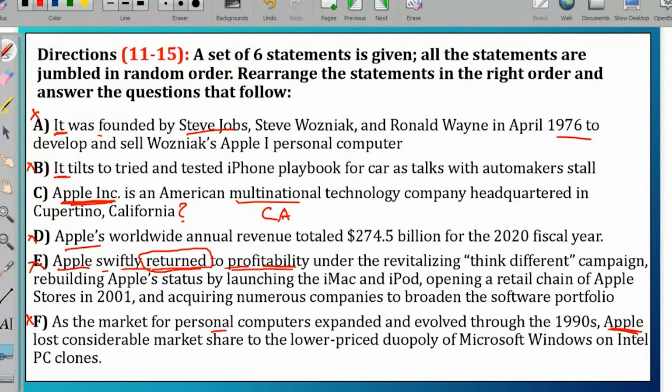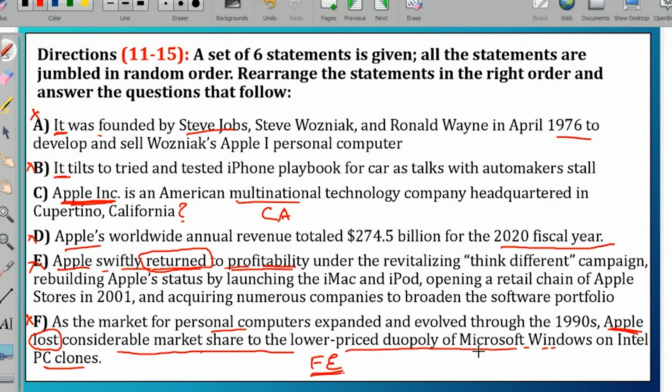As the market for personal computers expanded and evolved through 90s, Apple lost considerable market share to the lower priced duopoly of Microsoft Windows on Intel PC clones. क्या हुआ? It lost market share, और market share lose होने के बाद it returned to profitability. तो यहां पर pair कैसे बनेगा आपका? F और E का pair बनेगा. ये याद रखना, F और E का pair बनेगा. अब देखते कहां पर लगेगा इसको. And Apple's worldwide annual revenue totaled 274.5 billion for the 2020 fiscal year.